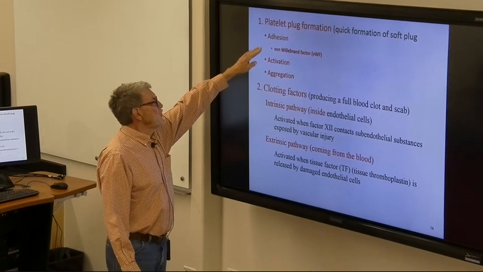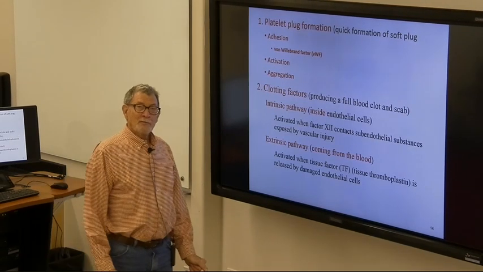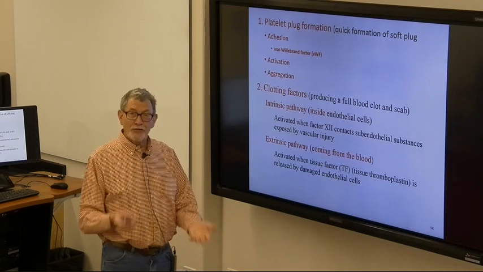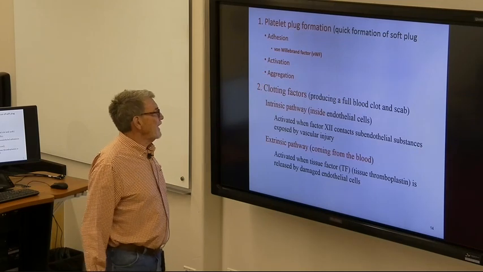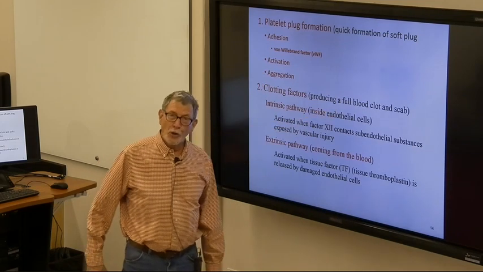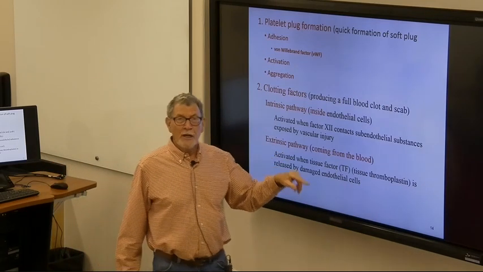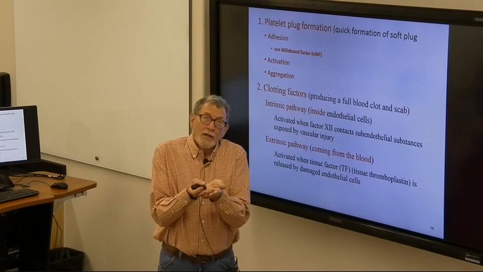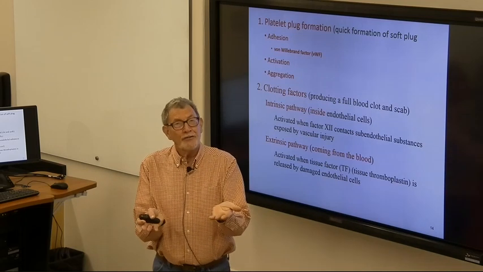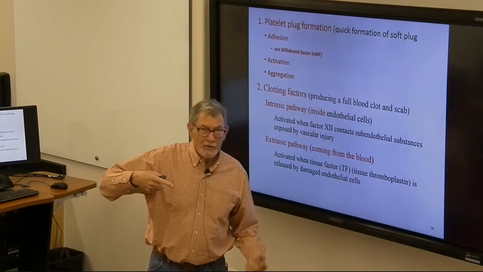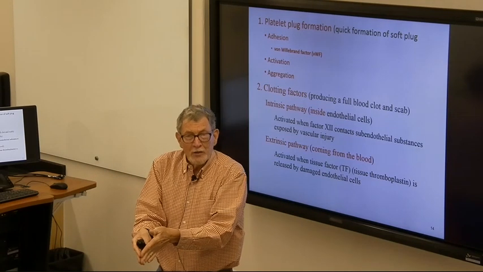Platelet plug adhesion requires von Willebrand factor and tissue factor. If you're deficient in those, you can't start this process properly. They activate and get spiky, they aggregate. Then the clotting factors start showing up. They come from two places. Intrinsic factors are already there in the wall of the blood vessel. The extrinsic factors have to come from outside, from the blood itself. So you have an intrinsic cascade and an extrinsic cascade. They combine forces and form a blood clot.